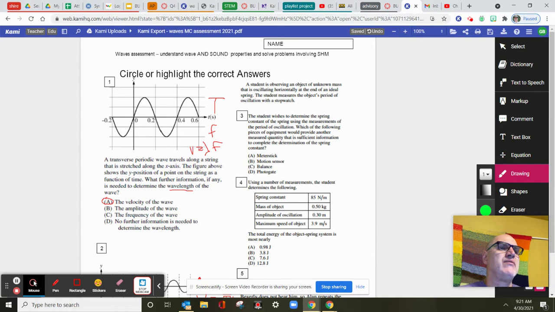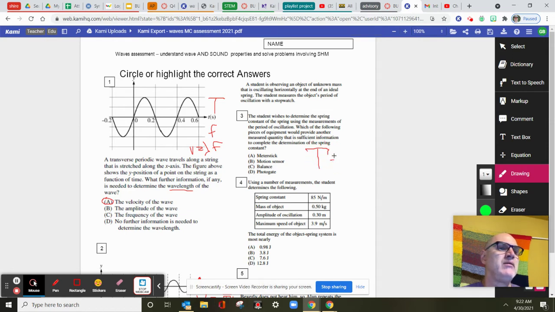A student is observing an object of unknown mass that is oscillating horizontally at the end of an ideal spring. The student measures the object's period of oscillation with the stopwatch. The student wishes to determine the spring constant of the spring using the measurements of the period of oscillation. Which of the following pieces of equipment would provide another measured quantity that is sufficient for the spring constant?